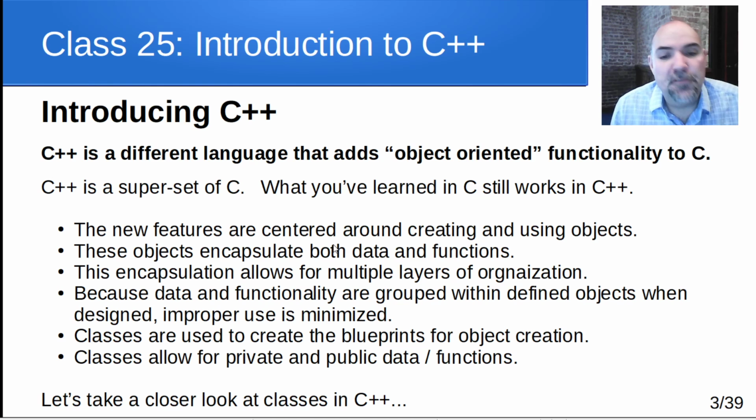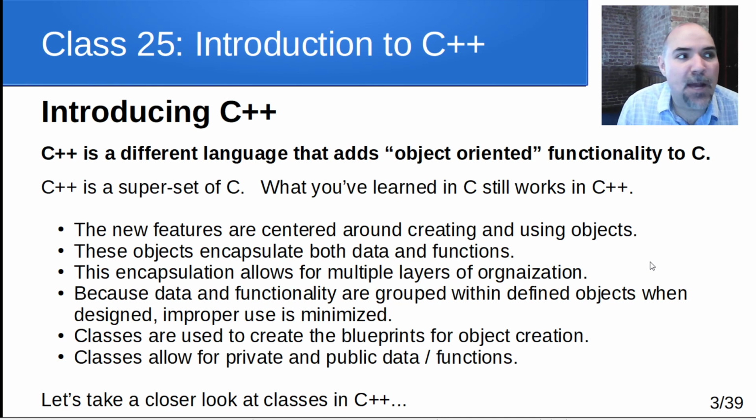So the new features are centered around creating and using objects. The objects encapsulate both data and functions, meaning that inside of an object, you're going to have attribute variables. You're going to have methods, which are kind of like object functions. So you have both object data and object functions. And that allows us to do what's called encapsulation.